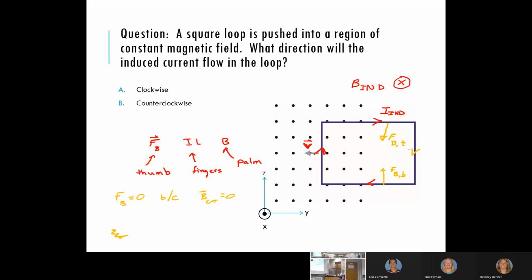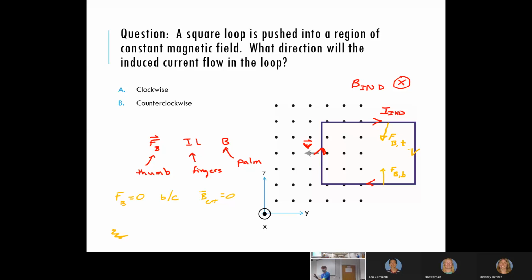Next question for you. How does the magnitude of the force on the top wire compare to the magnitude of the force on the bottom wire? So we got the directions. How about the magnitudes? What's your gut tell you? They're the same. Why? Because they're the same length and the same amount is in the magnetic field. Yeah, you hear that? The same amount of each wire is in the magnetic field.